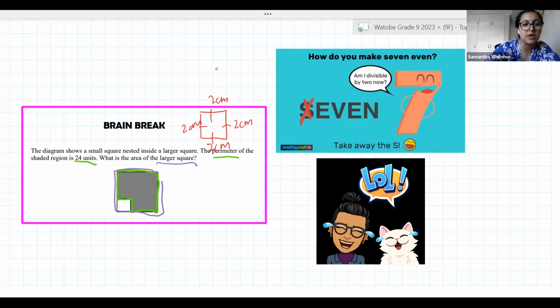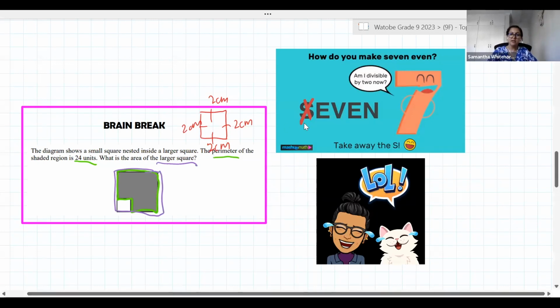And the largest square is now the one I've done in purple. So have a think, have a try. See if you can tell me what you feel the area is.